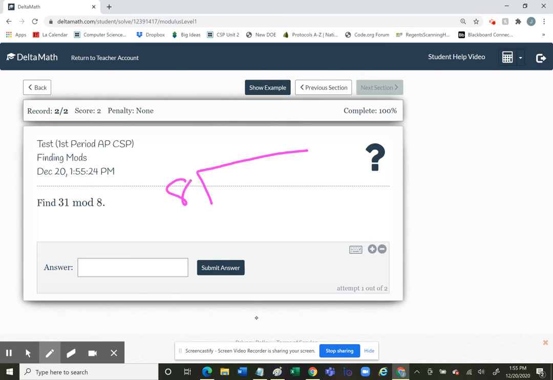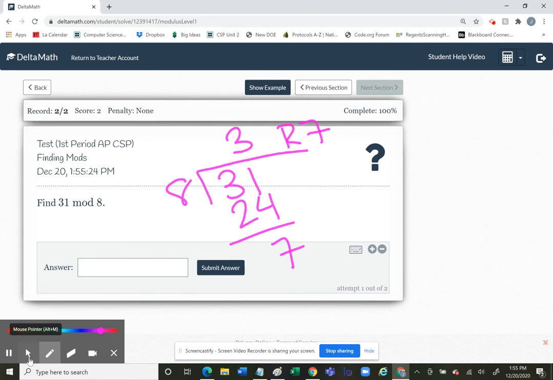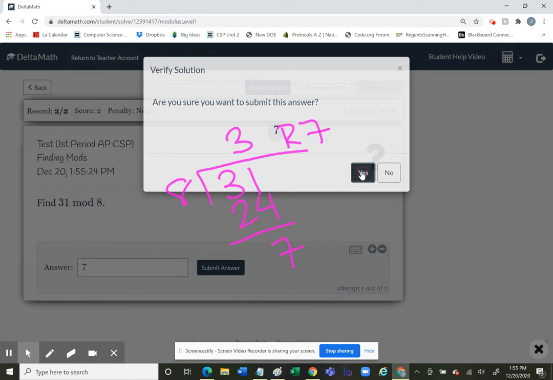So we have 31 mod 8. What is the remainder? Let's see, this goes in 3 times for 24. Honestly, I did not code it, so the remainder is always 7. That's just what we happen to be getting in all of these. Do not memorize that the remainder is 7.